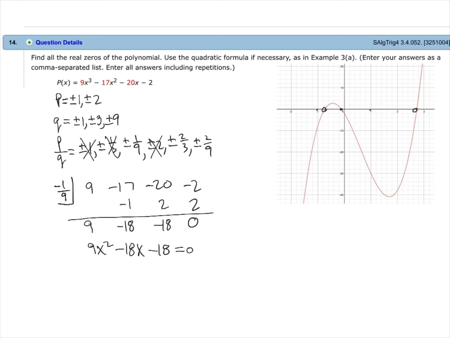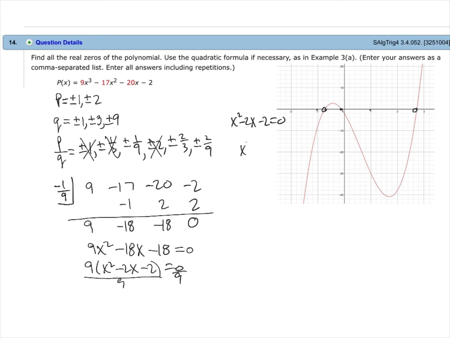We could begin by factoring a 9 from each term. So we would have 9 times x squared minus 2x minus 2 equals 0. And when we divide both sides by 9, we still have 0 on the right. So really what we need to factor is x squared minus 2x minus 2 equal to 0. We can use the quadratic formula, or we could complete the square. I think I will choose to complete the square.